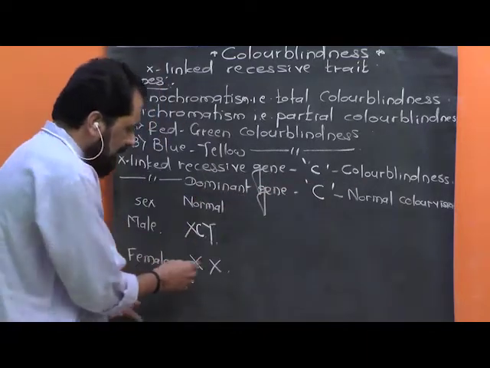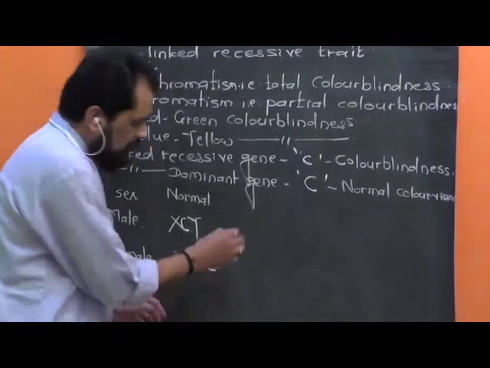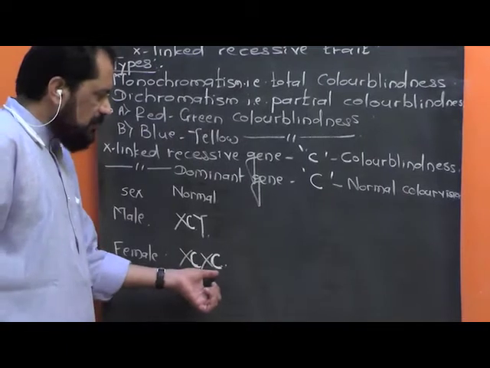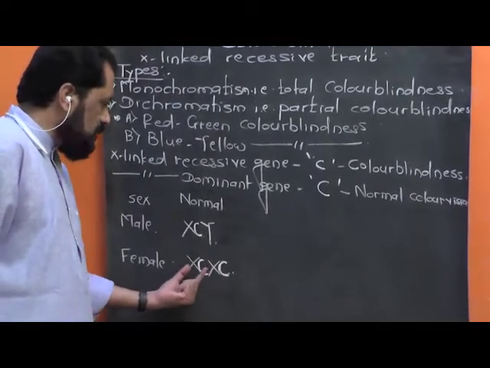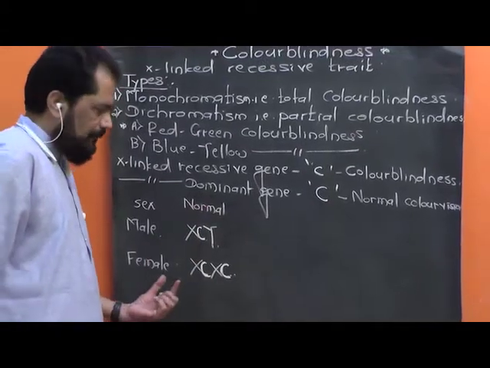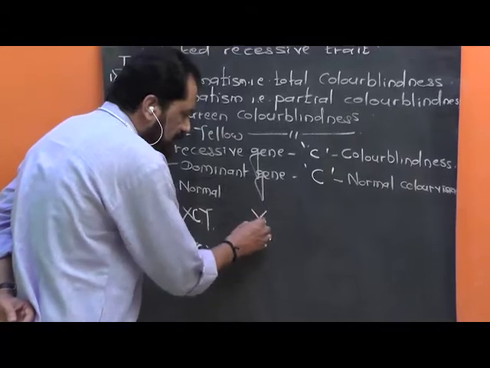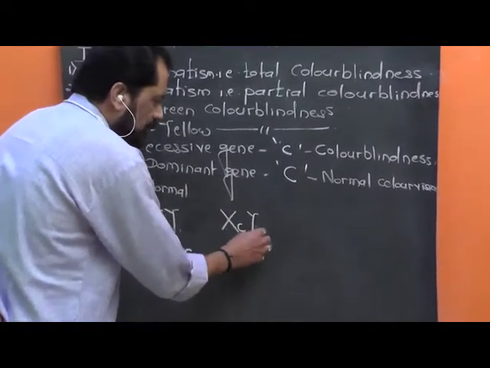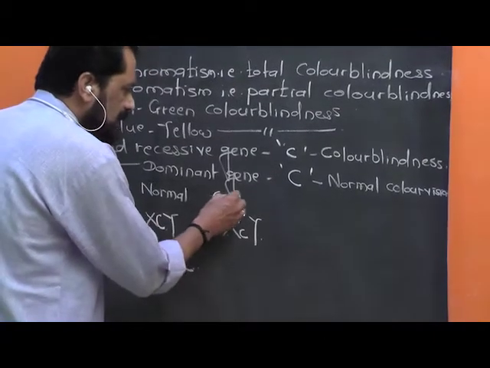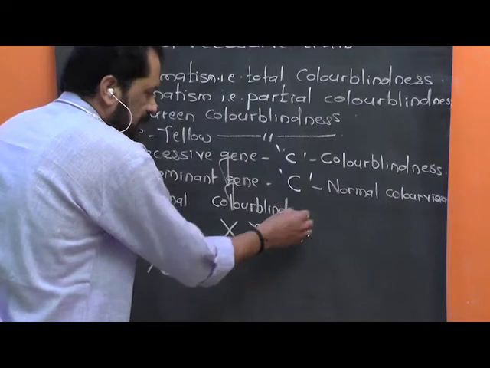ज्या फिमेल मध्ये दोन्ही X क्रोमोझोम्स वर डॉमिनंट C जीन जर प्रेझेंट असतील तो ऑब्वियसली सच फिमेल इज सेड टू बी नॉर्मल फिमेल. Now if in male this gene is in recessive condition, then such male is said to be colorblind, isn't it?